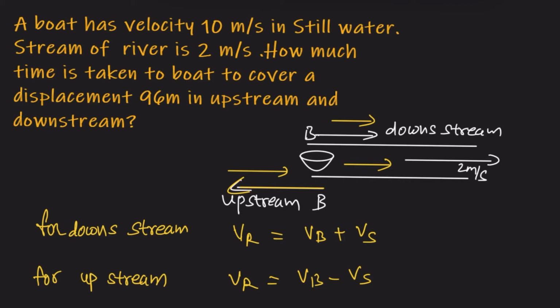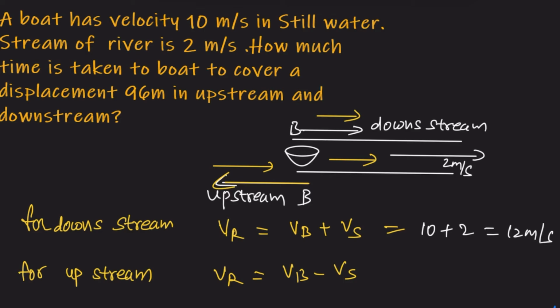In the problem, the stream velocity is given as 2 meters per second and the boat velocity is given as 10 meters per second. So in downstream, the velocity of the boat with the stream is the velocity of the boat plus the stream, 12 meters per second. And for upstream, the velocity of the boat with the stream is the velocity of the boat minus the velocity of the stream, that is 10 minus 2, that is 8 meters per second.